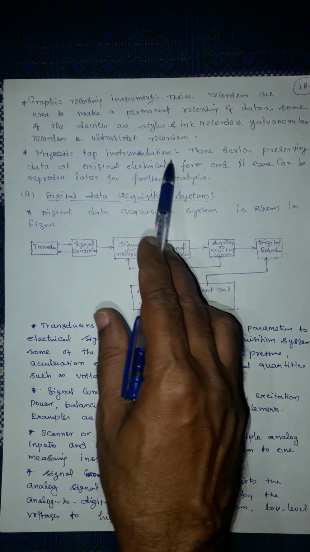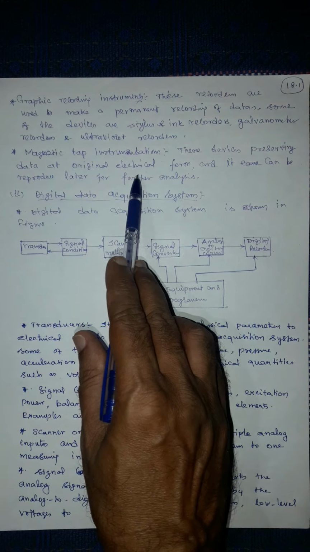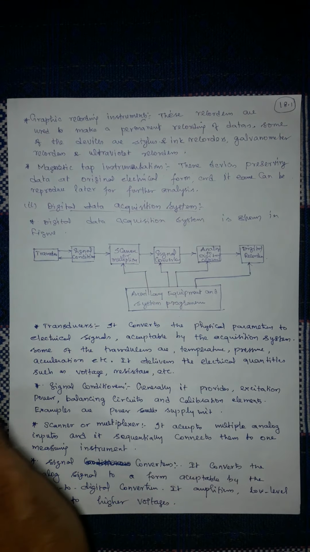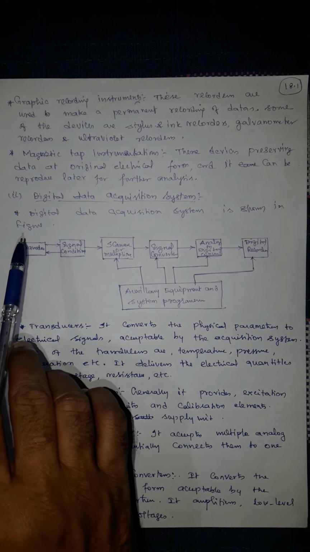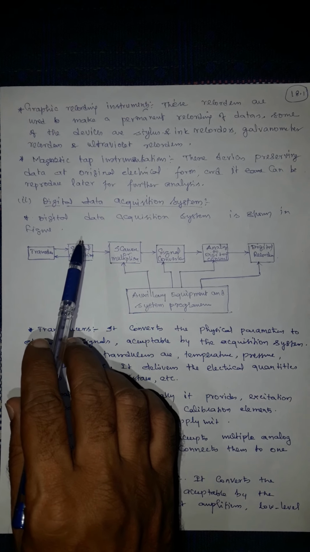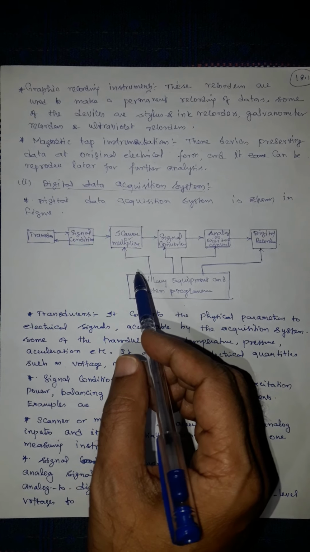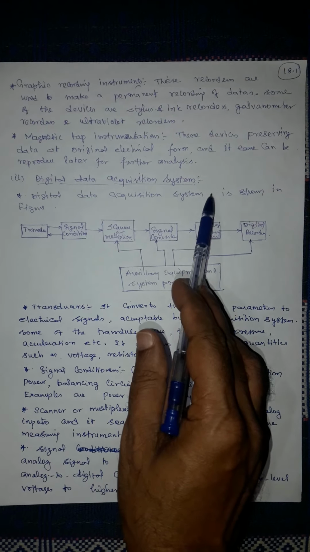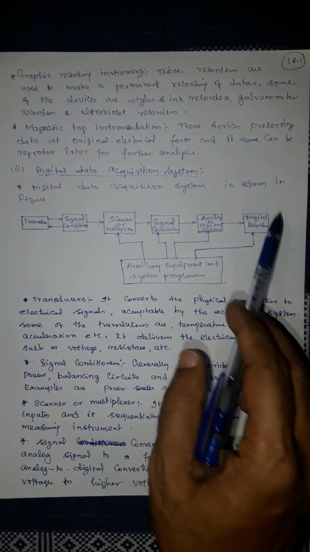The magnetic tape instrumentation. These devices preserve data in original electrical form and it can be reproduced later for further analysis. The data is stored using a magnetic technique or magnetic tape instrumentation, so that the stored data can finally be used for further analysis. Next one is the digital data acquisition system, shown in the figure.